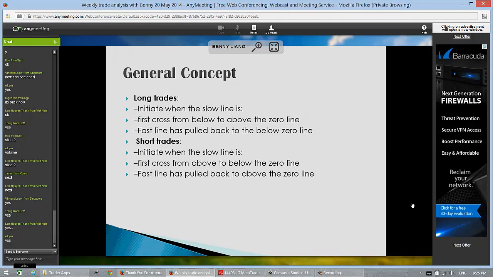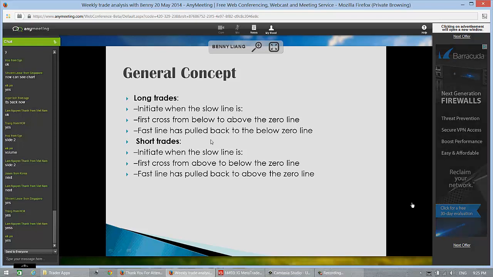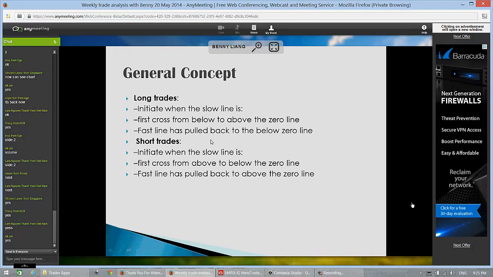Initially, the slow line, the red line, first crosses above the zero line, right? And the fast line has pulled back to the zero line or below the zero line. So this is a setup. It's not meant to pull the trigger yet. It's just a setup, okay?